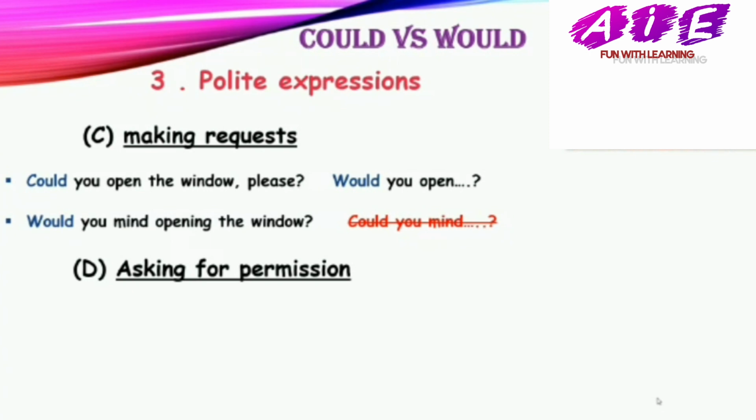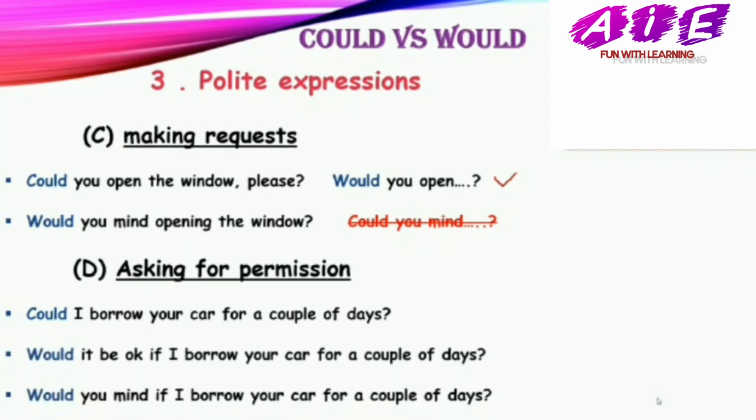And when we ask for permission, again there are expressions with both could and would. For example, could I borrow your car for a couple of days? Maybe I am saying this to a friend, so I am asking my friend for permission to use his or her car. I can also say, would it be okay if I borrow your car for a couple of days? Or would you mind if I borrowed your car for a couple of days? Would you mind can be used to ask permission as well.